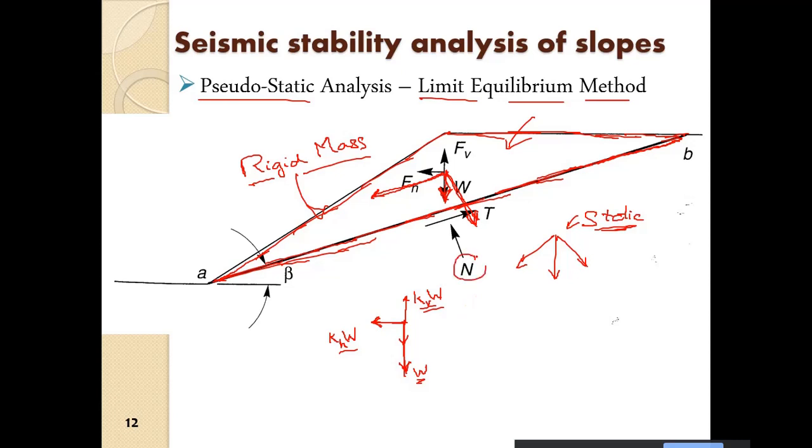So we have the normal force and we have the tangential force. The tangential force is basically the stabilizing force, T. Whatever the summation of forces in this downward direction is the destabilizing force. So the factor of safety is basically T divided by this destabilizing force. That is the factor of safety against translation.